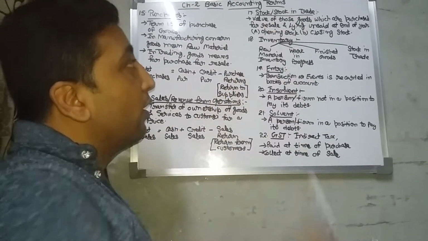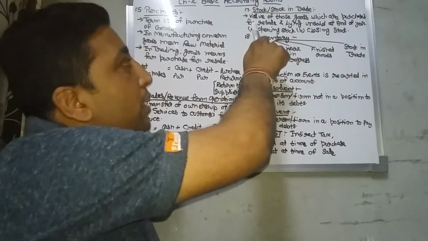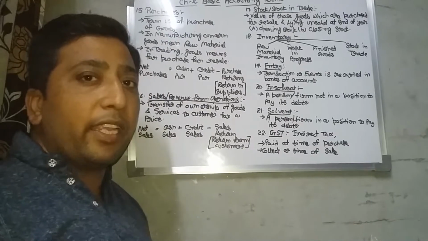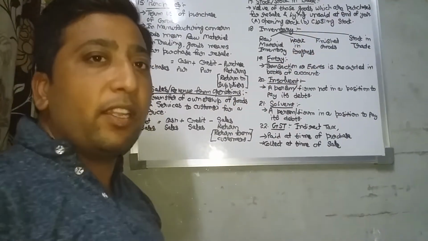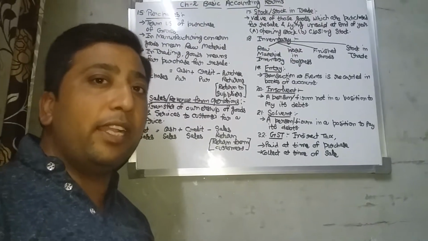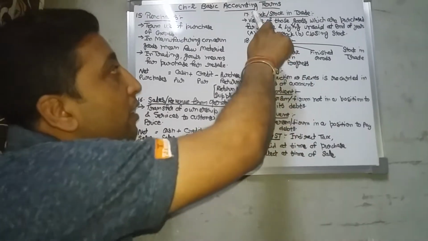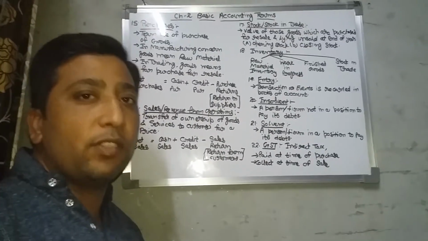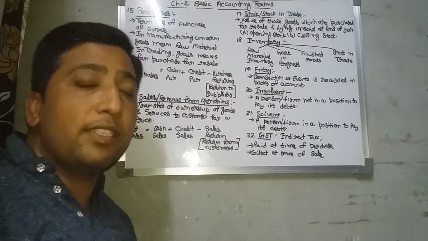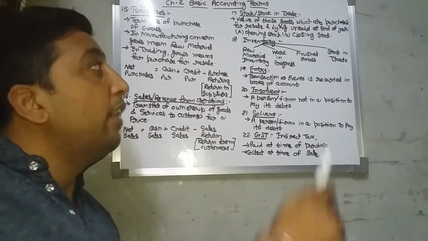The next is stock or stock in trade. The value of those goods which are purchased for resale and are still lying unsold at the end of the year, that means the stock which is held in the firm, is known as stock. Stock may be of two types: one is opening stock and one is closing stock. Opening stock is that stock which is held at the beginning of the year, and closing stock is that which is held in the firm at the end of the year.